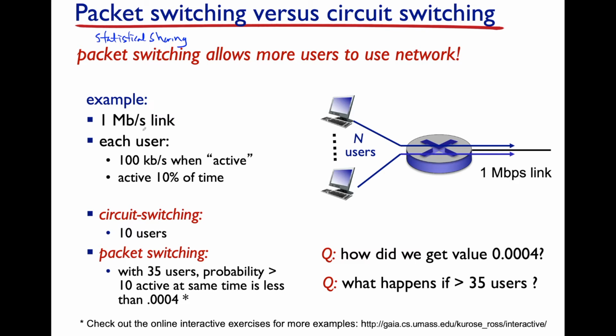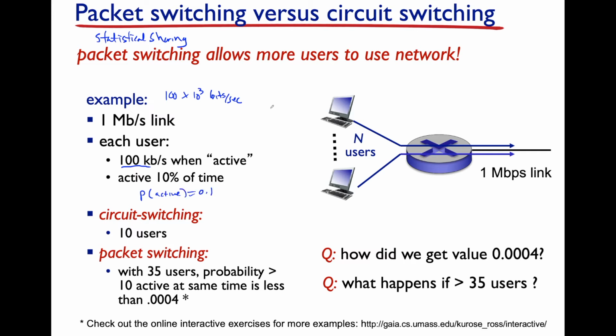Suppose you have a 1 megabit per second link, and you have a number of users. A user is not sending data all the time. When it's actively sending data, it pushes data into the link at a rate of 100 kilobits per second, that's 100 times 10 to the 3 bits per second when you're active. But you're only active 10% of the time. So probabilistically, the probability that a particular user is active is 0.1.